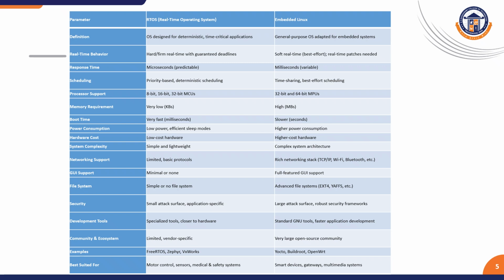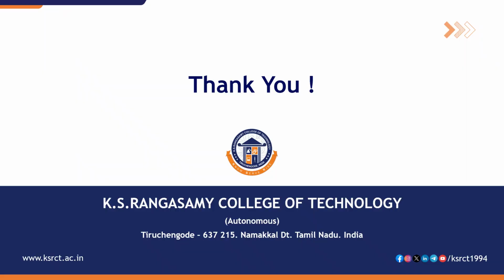How do we decide which one is best suited? It depends on the application and the critical time response. For example, if you want to control a motor or sensor, or for medical and safety systems, a real-time operating system is the best fit. When you go for smart devices, highly complex task systems, gateways, or multimedia systems, embedded Linux is the best. So these are some of the major differences between the real-time operating system and embedded Linux. Thank you.